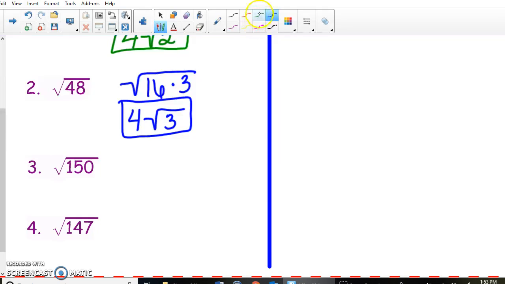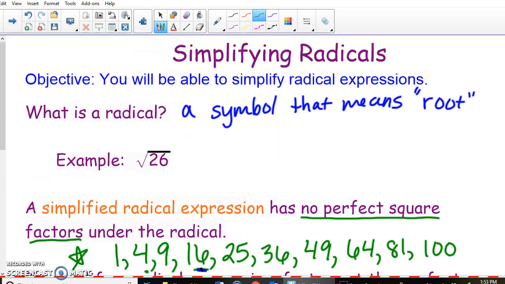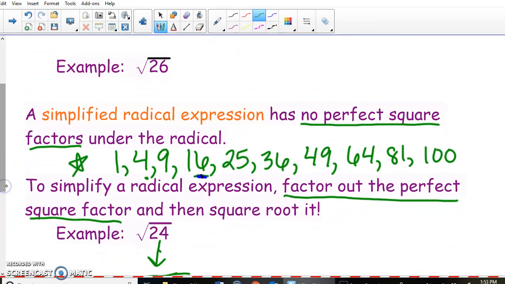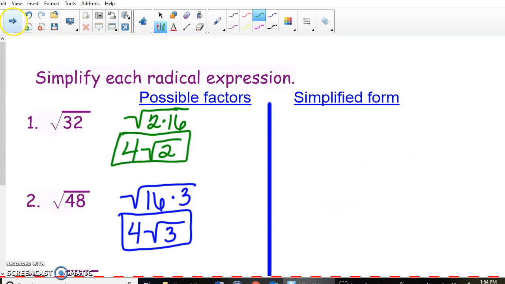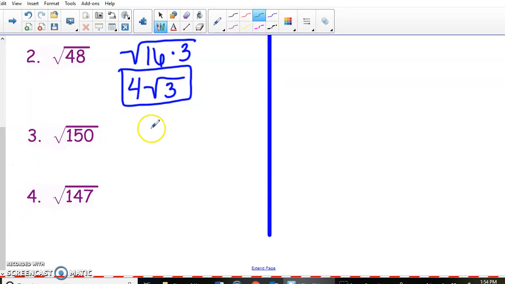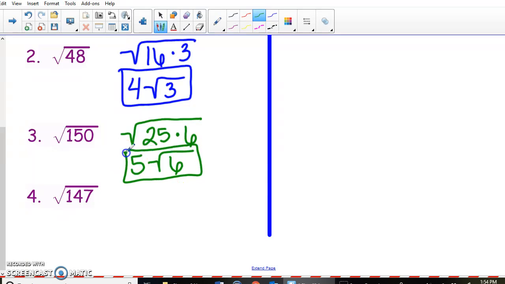Okay, for the square root of 150, again, look at your list there. And remember, you want to go with the biggest one you can. And it looks like the biggest one I can do would be 25. So when I go to rewrite this, I know that 25 times 6 gets me back to 150. So if I take the square root of 25, I get 5. And then the square root of 6, I can leave alone because there's no other perfect squares in 6.